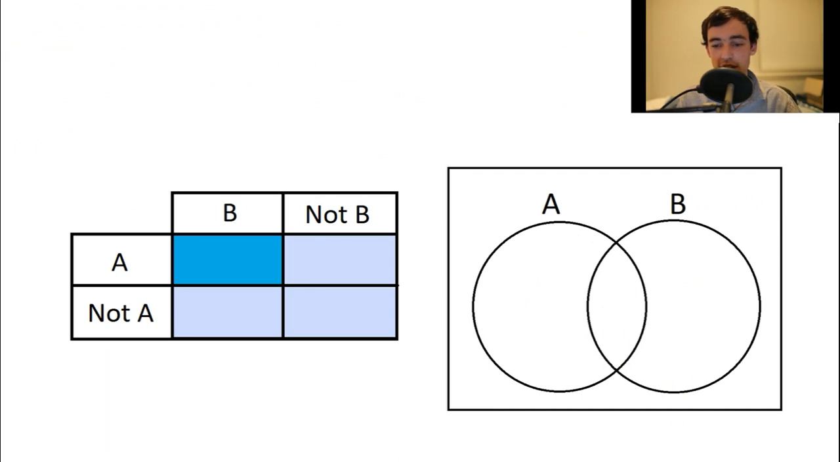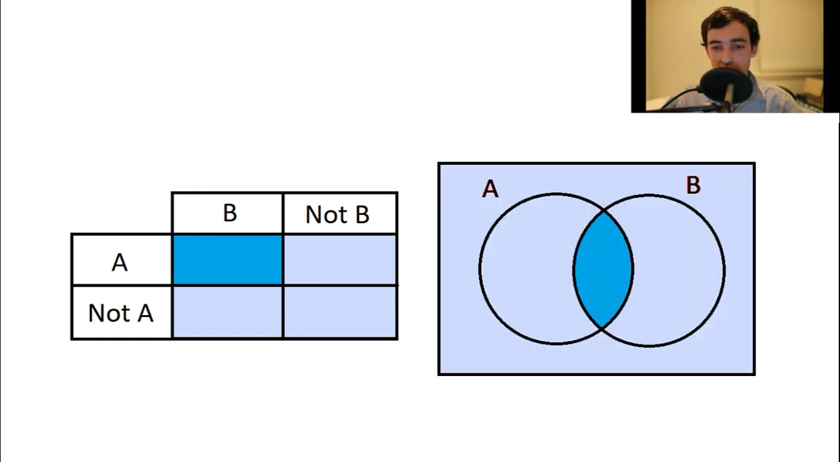Okay, so which section does this match up to? If you'd like to pause the video and guess. Alright, so it matches up with the middle one. This is A and B. By the way, it's also A intersection B, isn't it? If you're up to date with all of those symbols and terms.